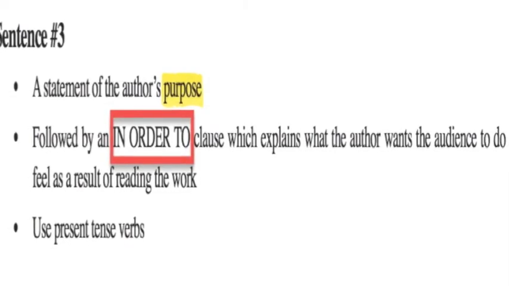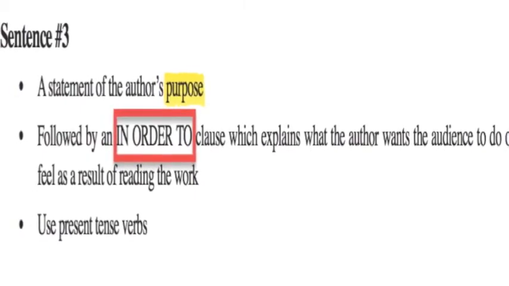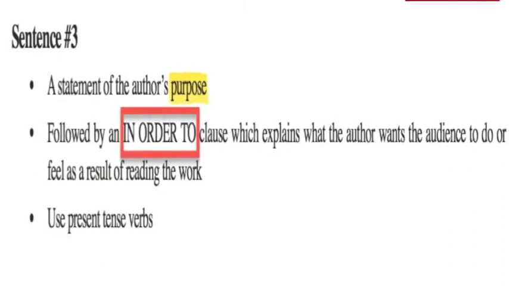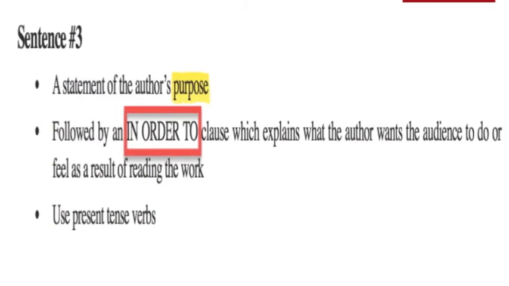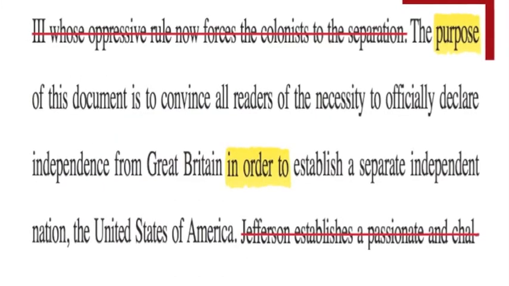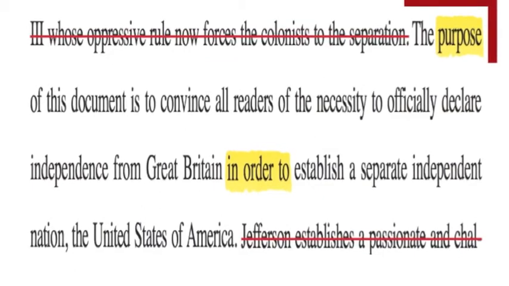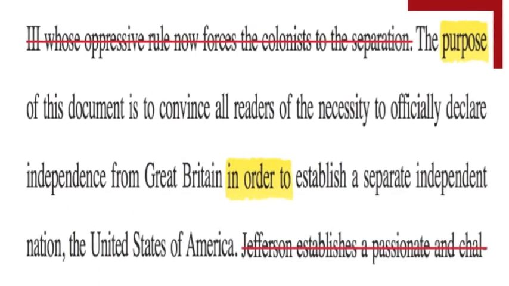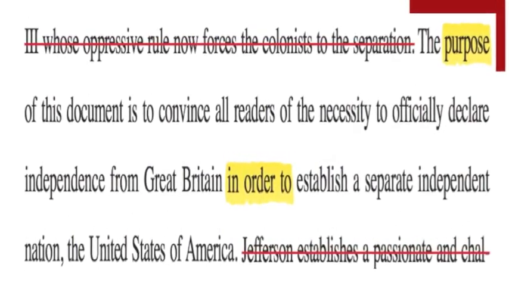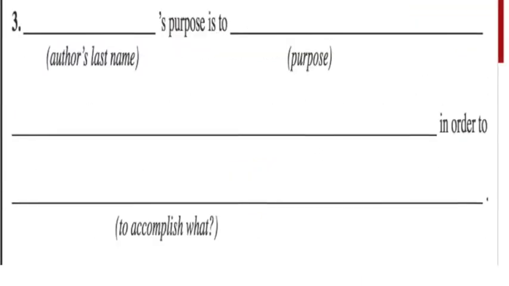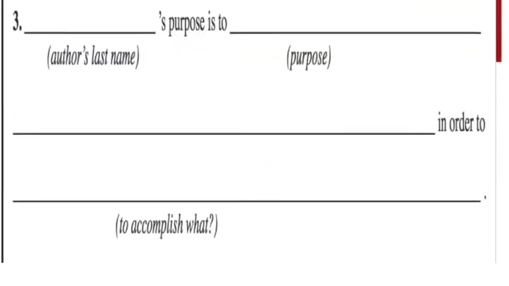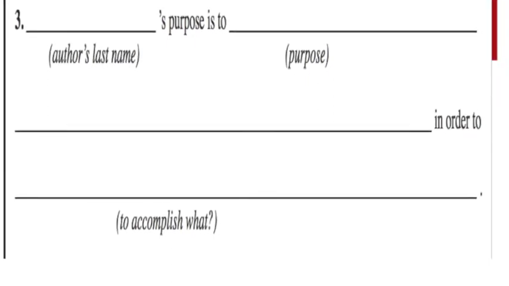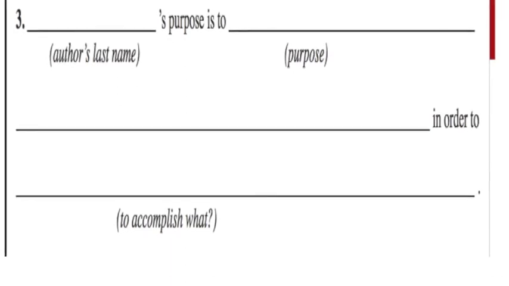And here's sentence 3, where you have to include the author's purpose, followed by the words in order to. And you'll see on the example I do that based on the article, I've highlighted those words so that they are emphasized. Here's an example of what that might look like. The purpose of this document is to convince all the readers of the necessity to officially, and so on. And then you'll see further in the sentence it says in order to. That needs to be there. So this is the template for sentence number 3. You have to have the word purpose and tell us what the purpose is. You need to also include the words in order to, and you can press pause if necessary.